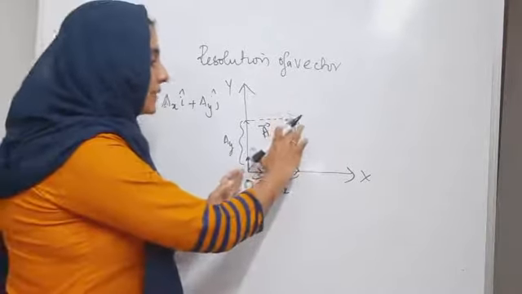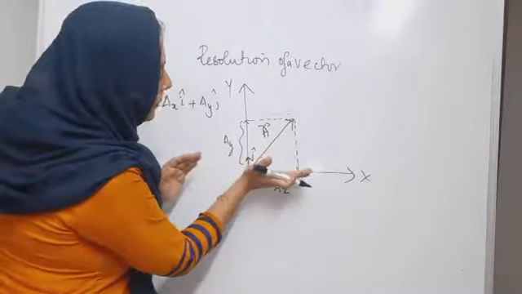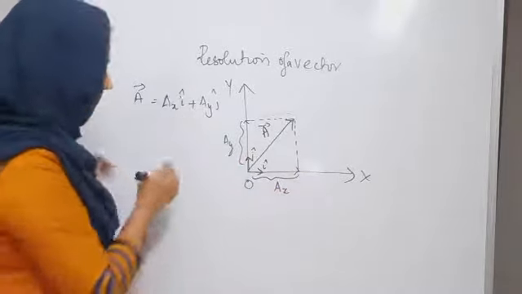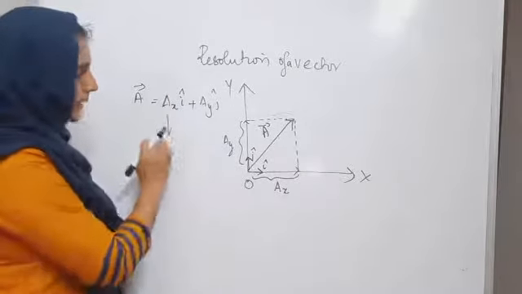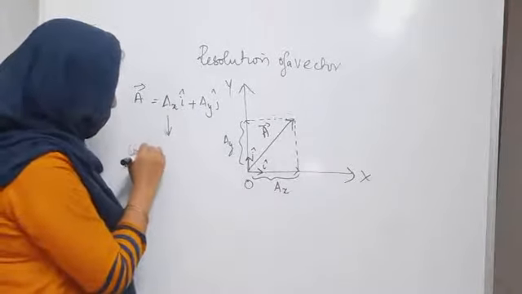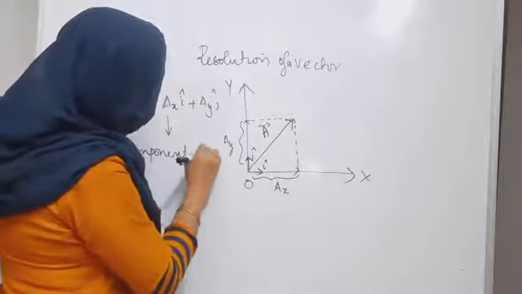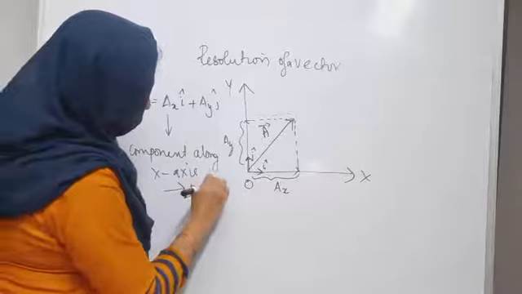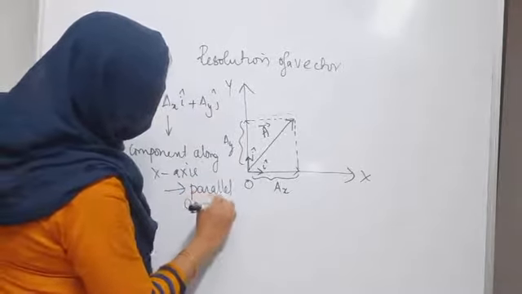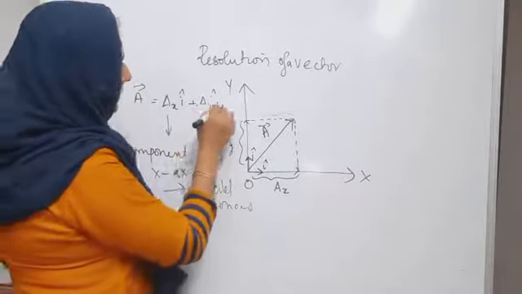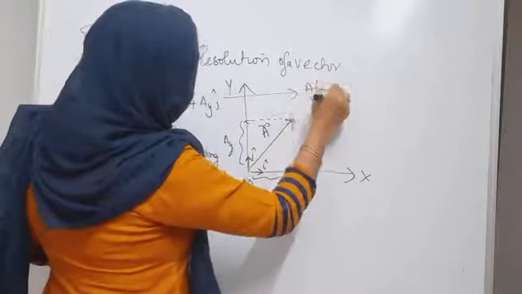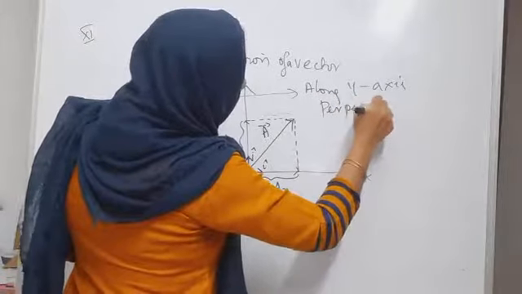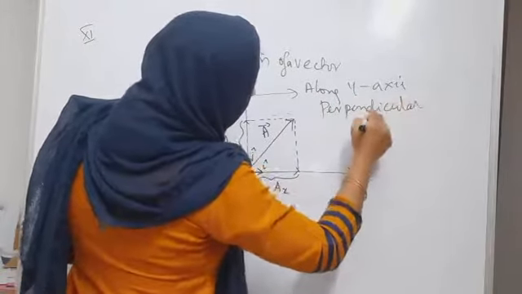So now we have split this vector into two components. One is Ax i cap and the other is Ay j cap. Now this component along the x-axis is known as the parallel component, and this component along the y-axis is known as the perpendicular component. I'll explain why they are known as parallel and perpendicular components.